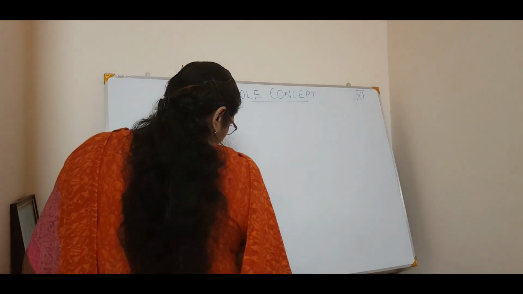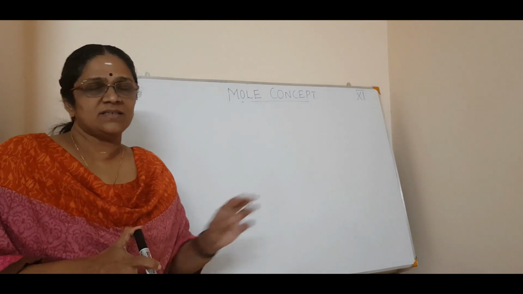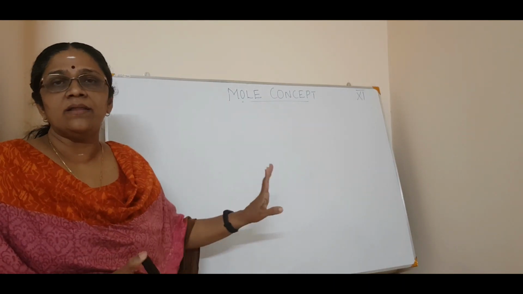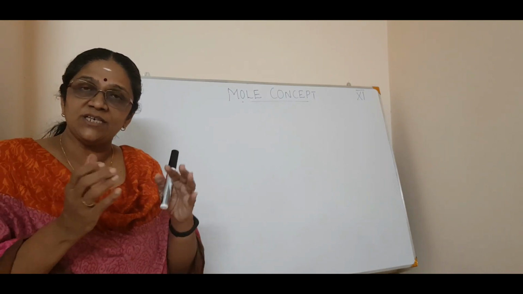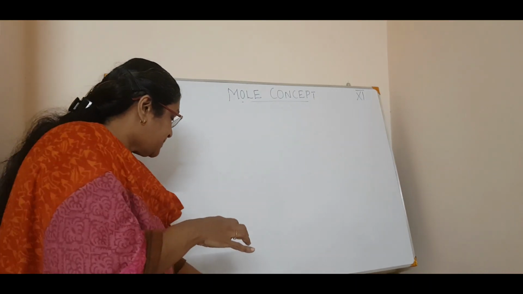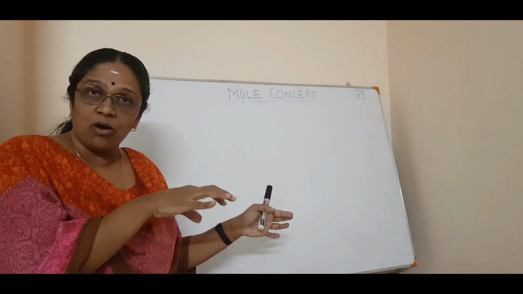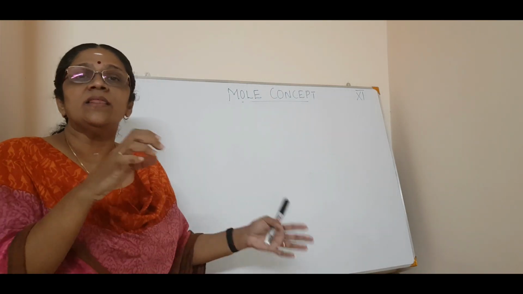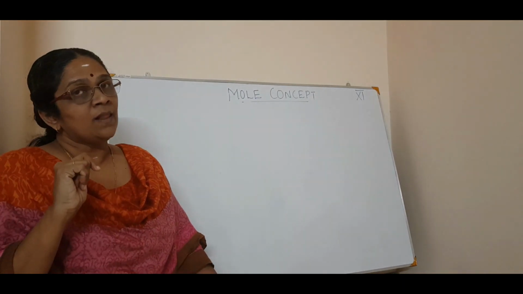Now we will have a percentage composition. This is a simple topic to calculate the mass percentage. How will you calculate mass percentage? Mass percentage of any element is what? The mass percentage of any element is the mass of the element in that compound divided by the molar mass of the compound into 100. Then you will get the percentage.